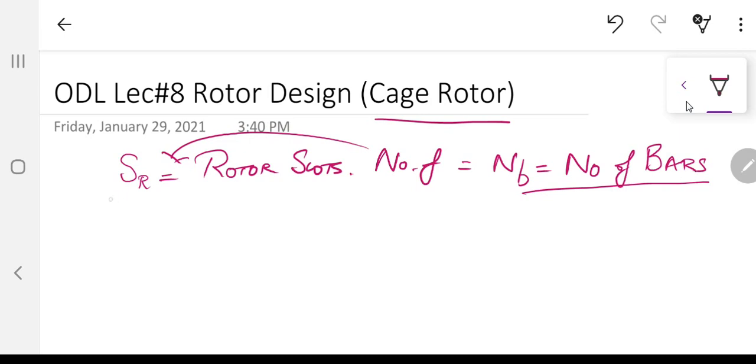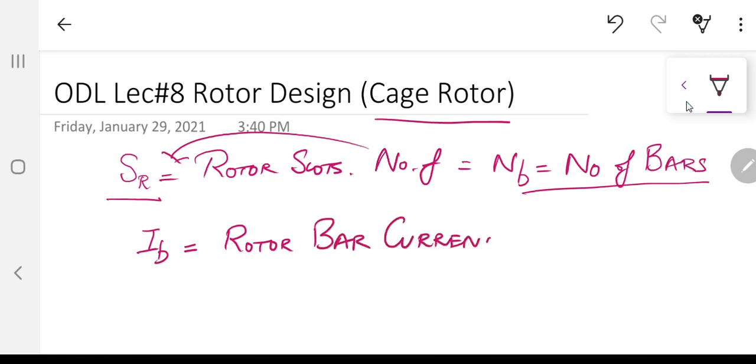So when we have selected SR, because SR has a direct dealing with the number of stator slots, the next thing we have to decide is IB, which is actually the rotor bar current. Certainly, as we all know, the rotor bar current is going to be dependent upon how much power is going to come from the stator.